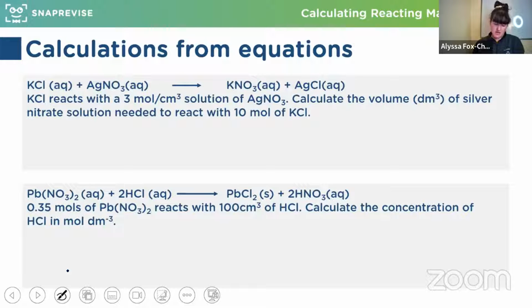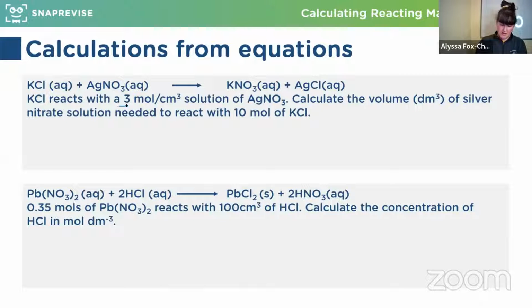So the first question says, KCl reacts with a 3 mole per centimeter cubed solution of AgNO3. Calculate the volume in decimeters cubed of silver nitrate solution needed to react with 10 moles of KCl. So I'm calculating a volume of silver nitrate that needs to react with 10 moles of KCl.